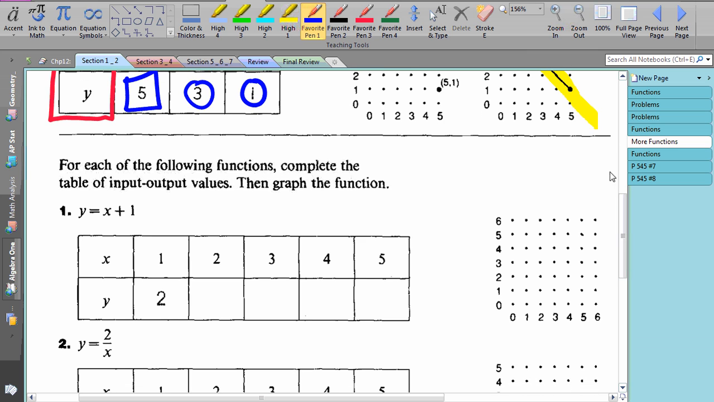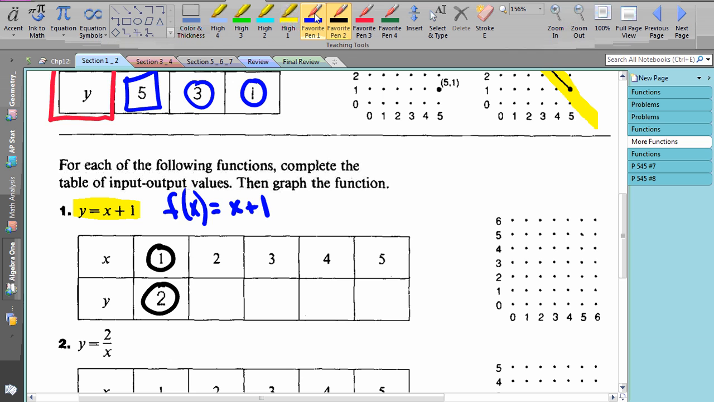Here's our next one here. Here is our function. Now it's not written in function format. That would be f of x equals x plus 1. But it's asking us right now to plug in these values. If I plug in 1, that's easy. I get out a 2. If I plug in a 2 and I add 1 to it, I get a 3. If I plug in a 3, I get a 4. If I plug in a 4, I get a 5. 5 gives me a 6.